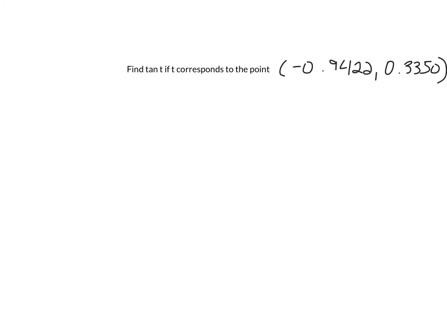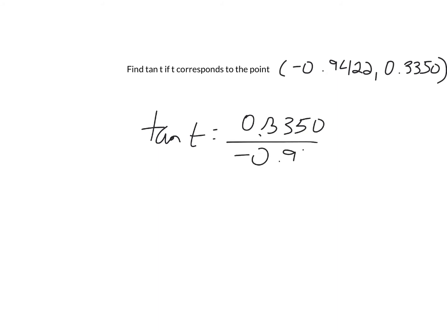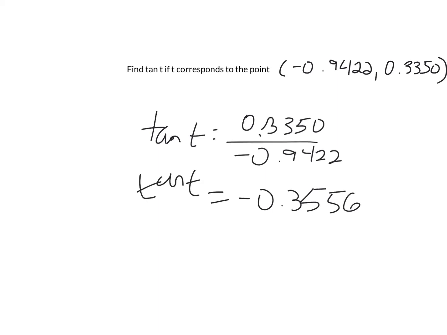Find tan t if t corresponds to this point. So we know tan is y over x, right? So tan t is simply going to be 0.3350 divided by negative 0.9422. And if you divide those two values, you will get negative 0.3555, or around that. Or around this, that should be a 6, the next number if I'm rounding. If they ask you for what t is equal to, you take inverse tan on both sides and go from there.